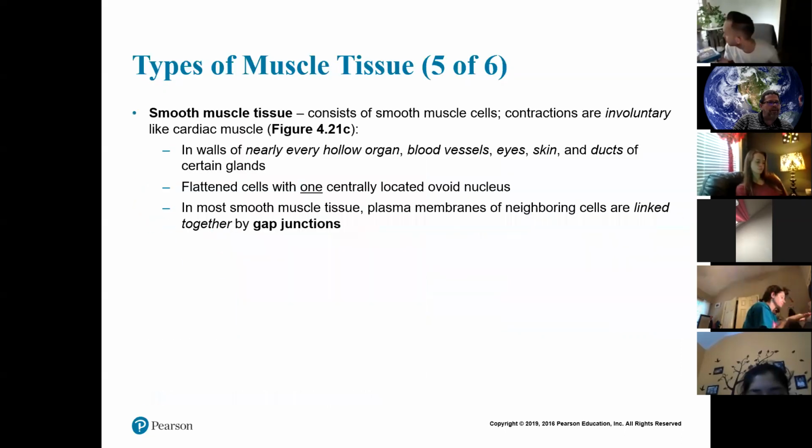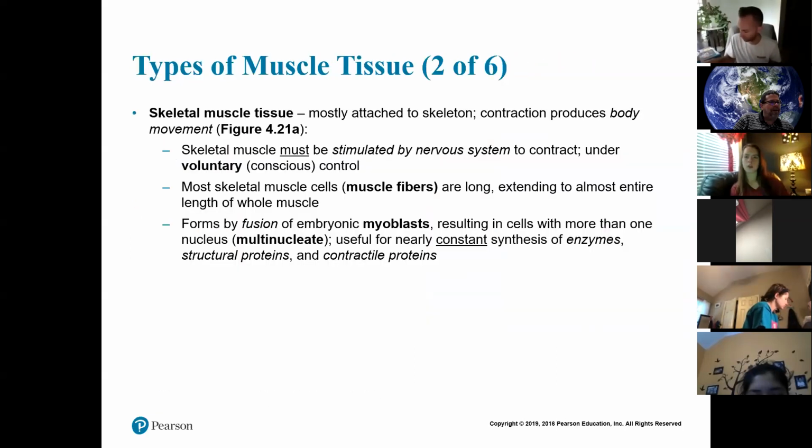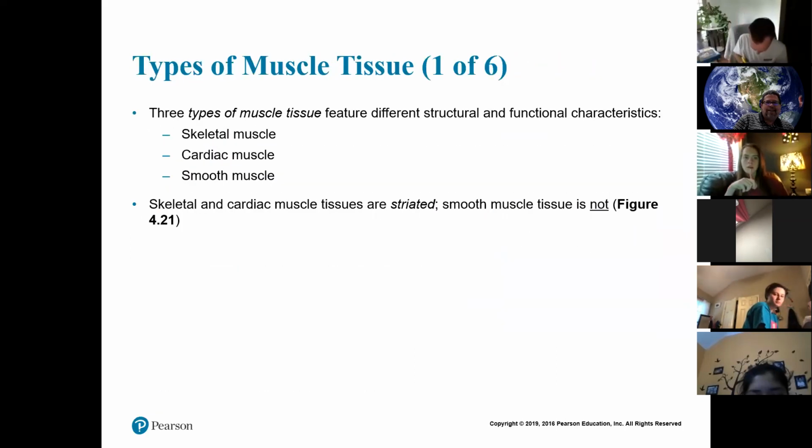All right, any questions on muscle? Wouldn't it be a great question about the 3 types: skeletal, smooth, cardiac? Tell me a little bit about those.